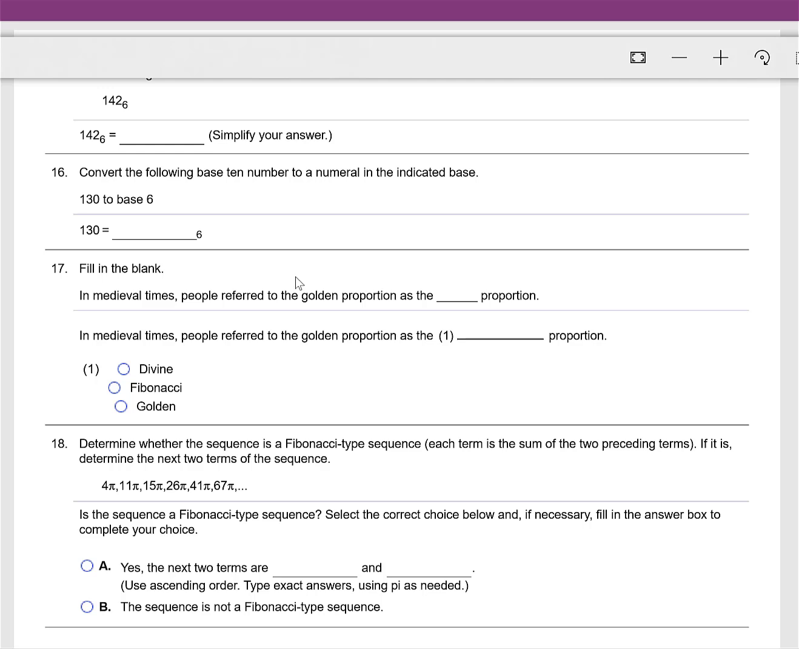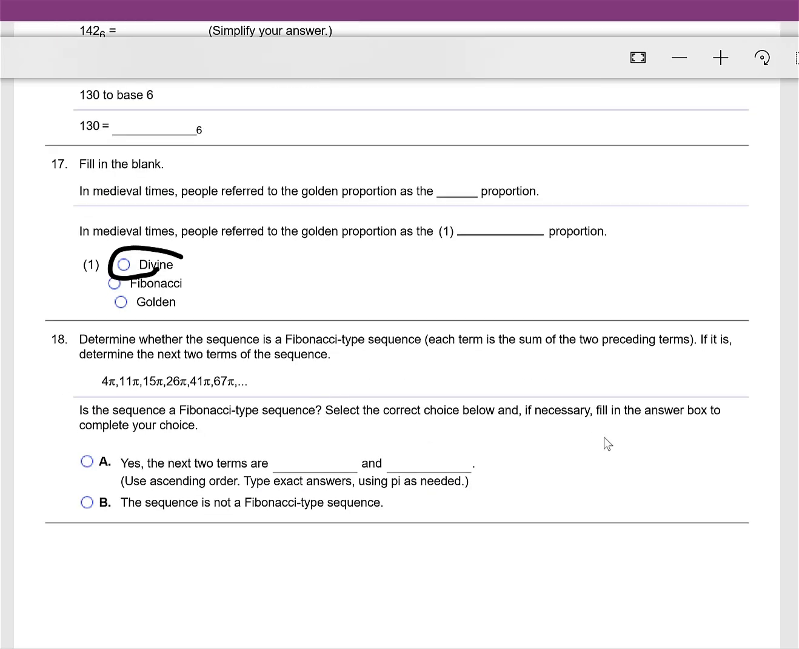Okay, let's go back to number 17. In medieval times, people referred to the golden proportion as the, and what's the answer to that one going to be? It is referred to as the divine proportion. Determine whether the sequence is Fibonacci type, and if it is, then we want to identify the next 2 terms.